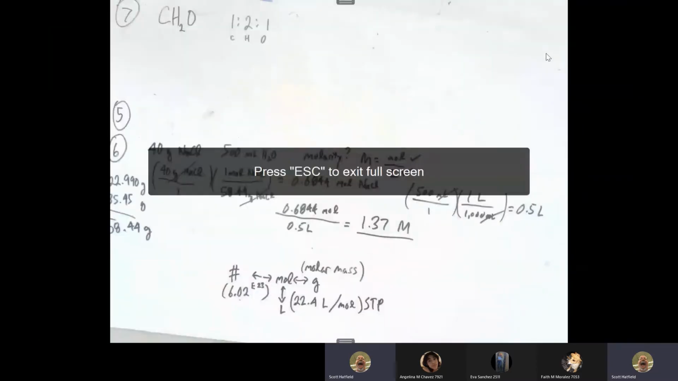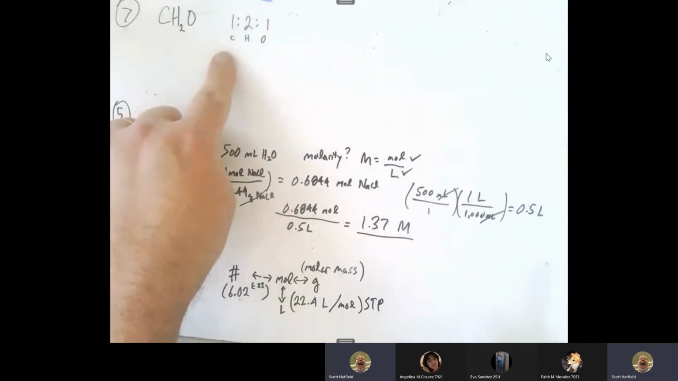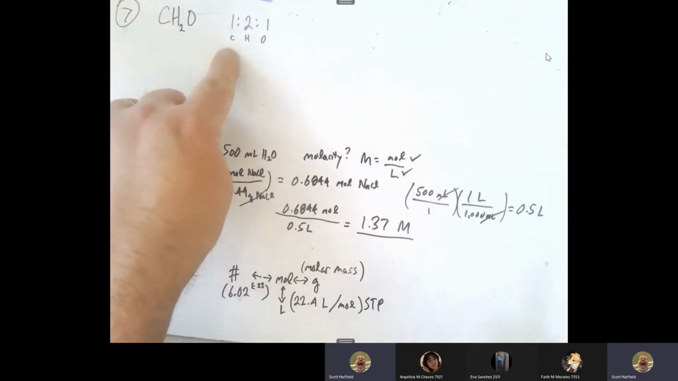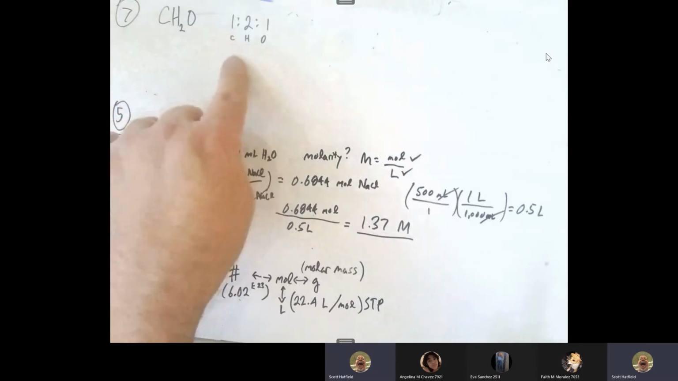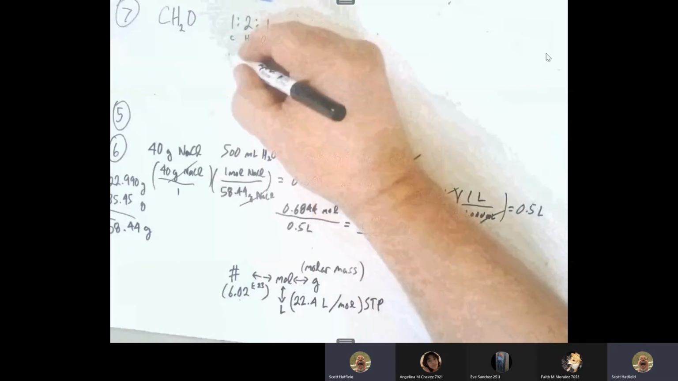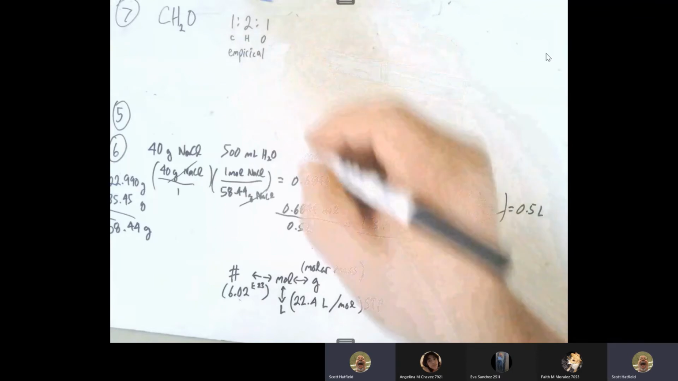So going back to my screen, if we say that the empirical formula is CH2O, all we know is, we don't actually know the formula yet, all we know is that for every carbon, there's 2 hydrogens and 1 oxygen, that they occur in this proportion. So this is the so-called empirical formula. It's not an actual formula, it's just a relationship.